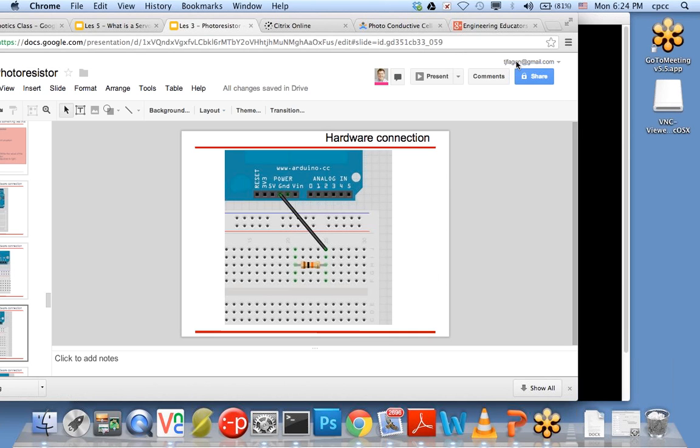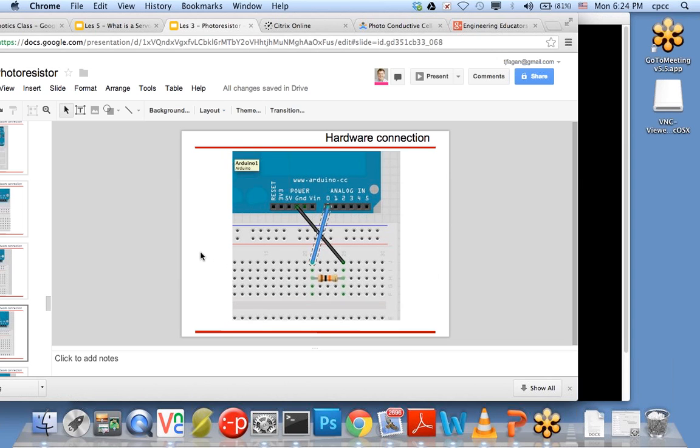So let's continue on with the 10K ohm resistor. Put the 10K ohm resistor like this. Okay, so put the 10K ohm resistor on one leg of it goes into the column where the ground is coming from, and the other leg goes into a spare column, basically. So it's straddling the breadboard. Let me see a raise of hands when this is complete.